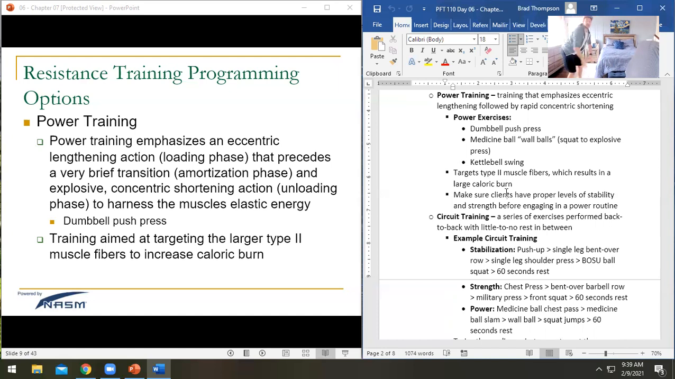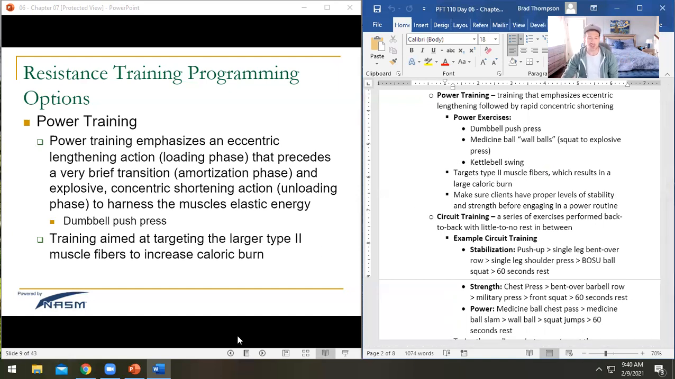That dropping is a lengthening action followed by a shortening. So lengthening, shortening, lengthening, shortening. That explosive lengthening causes explosive shortening. And again, the big benefit here is it targets your type 2 muscle fibers. Your type 2 muscle fibers burn massive amounts of calories because remember, one of the defining characteristics of type 2 fibers is that they are big, right? So the fact that they are larger means that they are burning more energy.